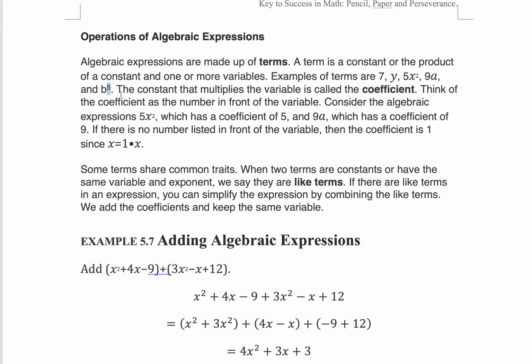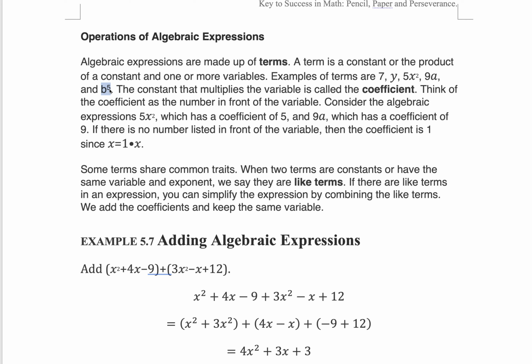Okay, that's a term. And then the number in front of the notation is called a coefficient. So in this case, this number 5 is a coefficient for x squared. Number 9 is a coefficient for a. And also, in a rare case, you see this b to the 5, the term right there. It looks like there's no number before that b, right?